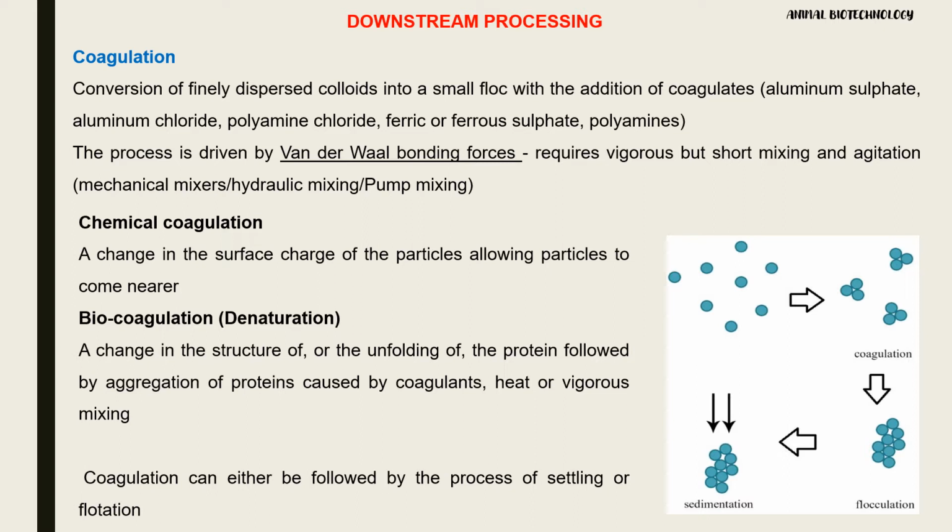The biocoagulation method is generally done for proteins. The proteins are denatured by increasing the temperature or by adding coagulants. This leads to aggregation of proteins. In this method, colloidal and small particulate aggregate to form larger size particles as shown in the figure, which can be removed by sedimentation, flotation, or filtration methods.